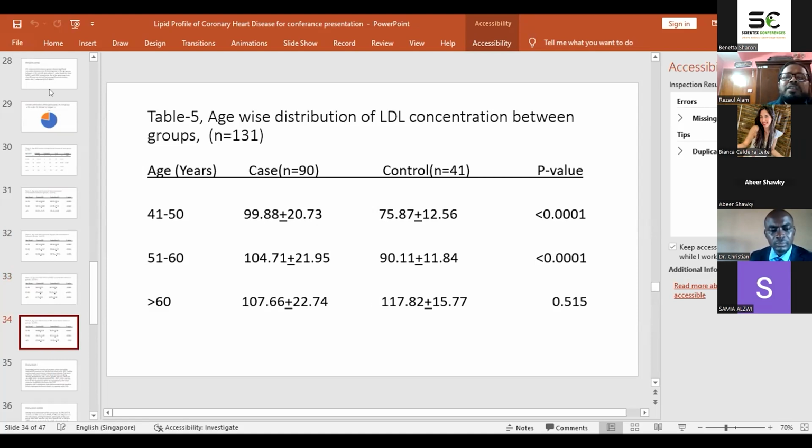The age-wise distribution of LDL concentration between the groups, here we see that between the age group 41 to 50, the LDL concentration was 99, whereas the control group 75. This has significant p-values. Between the age group 51 to 60 years, the LDL concentration again is 104, compared to the control having 90. This is a significant p-value again. But in the case of more than 60 years, here the LDL concentration is 107, whereas the control group was having 117. This has a p-value of 0.515. This is insignificant.